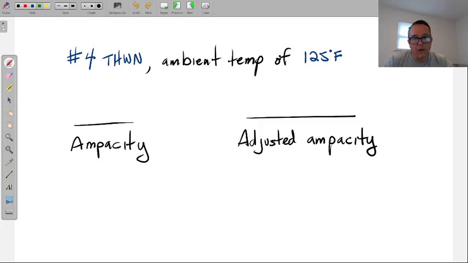I mean, we might as well already kick into review gear since we'll be reviewing tomorrow. So you have to be able to find the ampacity first to get to the adjusted one.